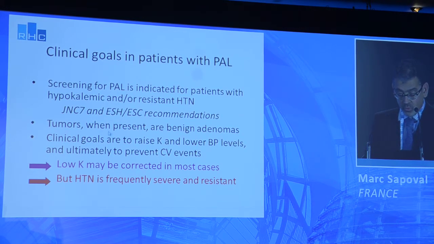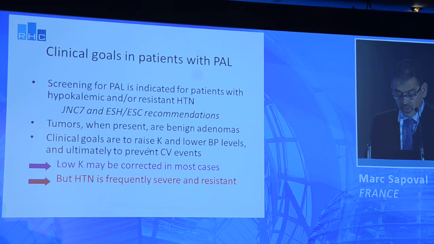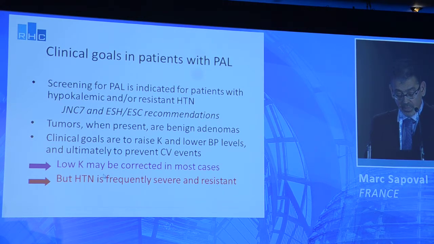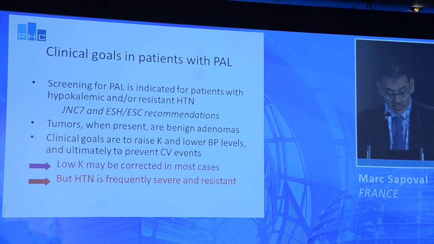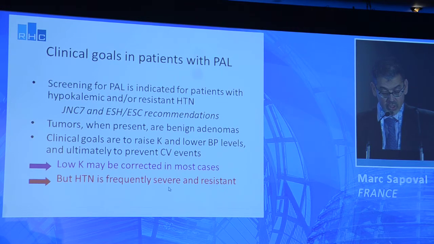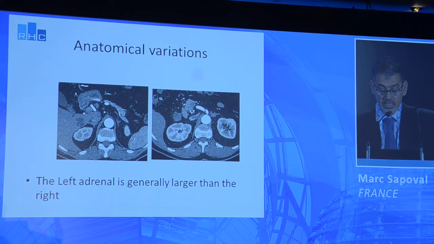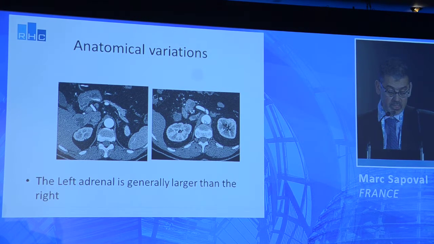We try to raise the potassium level, and we try to lower the blood pressure level, but in the common clinical experience as well in the literature, we are not bad at correcting the potassium level, but not very good at correcting the blood pressure in the long term. So imagine the normal gland here, you see the right and the left, there is anatomical variations. Usually the left adrenal is larger than the right, so you have to know that before you try to understand these images.